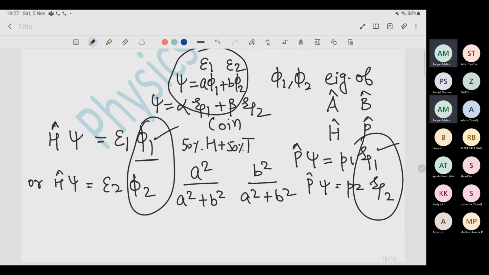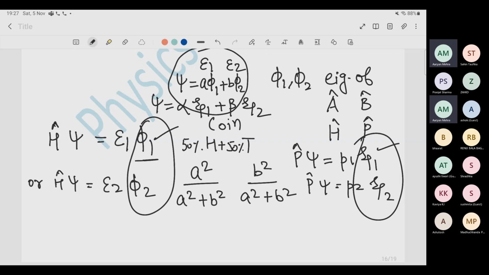Otherwise, your H cap operator is saying it should be in state phi 1, but your P cap operator is saying it should be in state chi 1. And you can measure both of them at the same time. So what will be the state after the measurement? Phi 1 or chi 1? In order to resolve this conflict, phi 1 and chi 1 should be equal. So eigenstates of the two compatible operators should be the same.